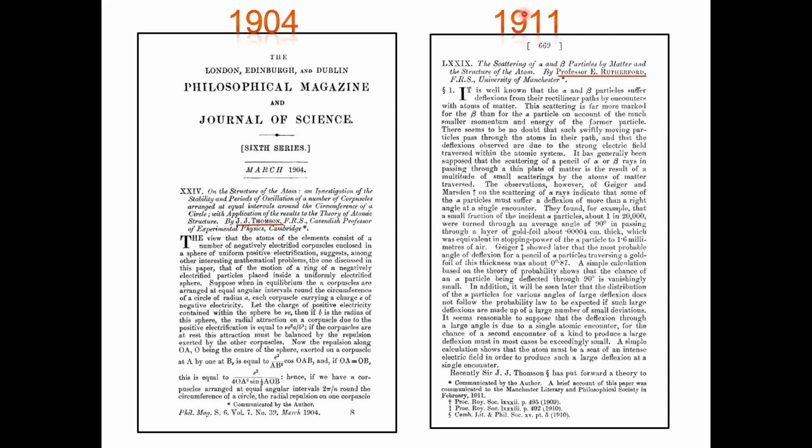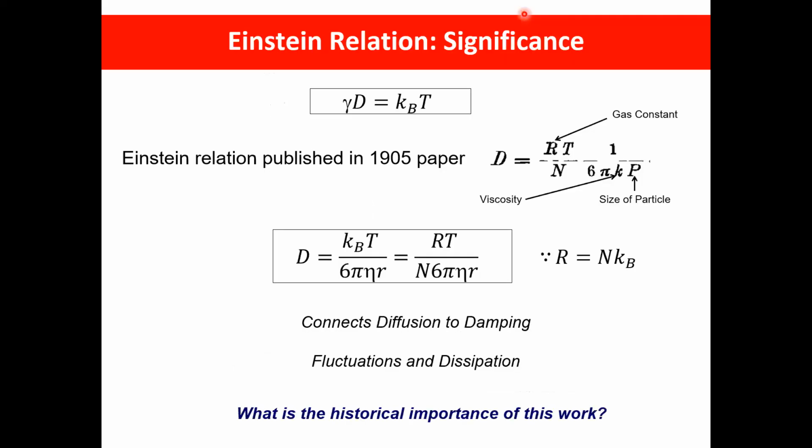And what Einstein's relation did at that time was that one could use it in year 1905 and calculate the Avogadro's number with a lot of accuracy using just a simple microscope and a stopwatch. Okay, so we have derived the relation gamma D is equal to kBT, right?